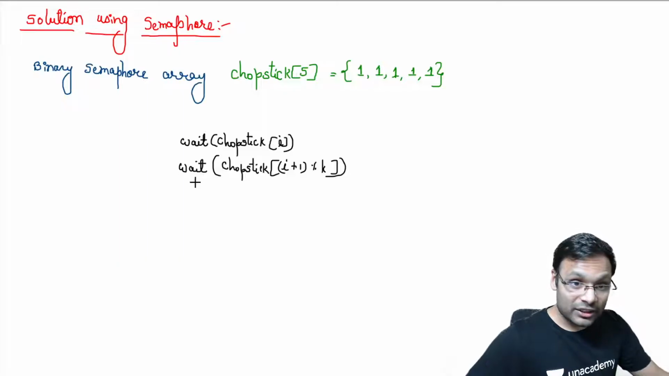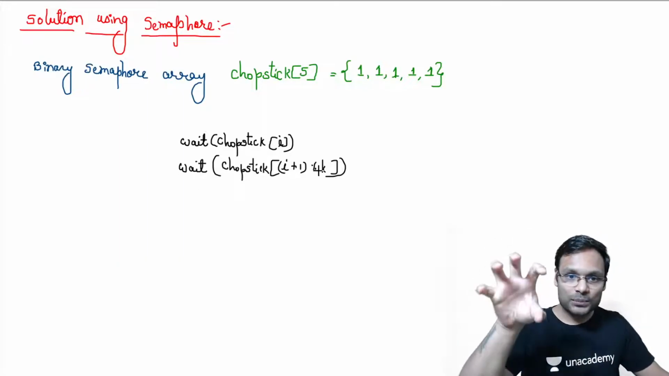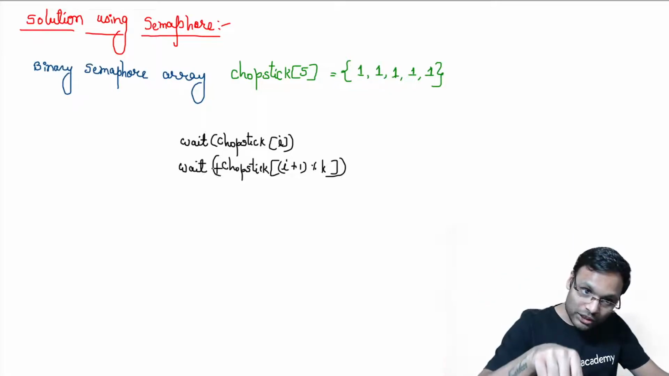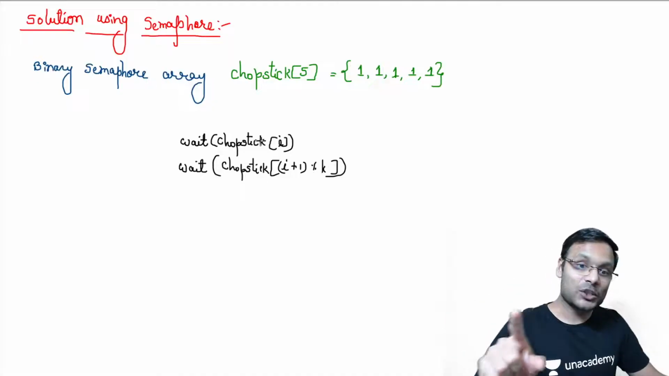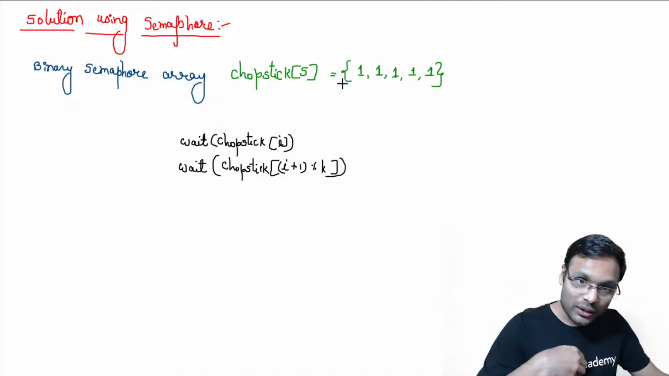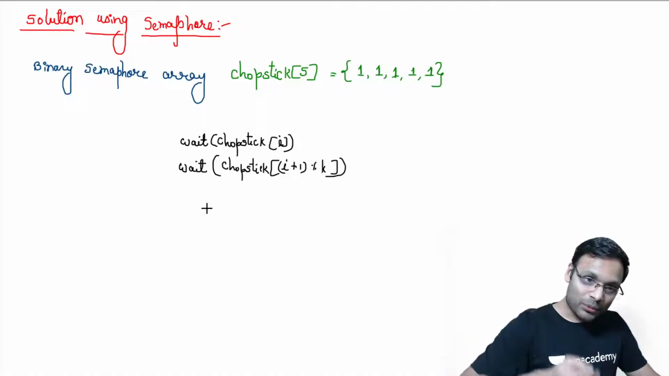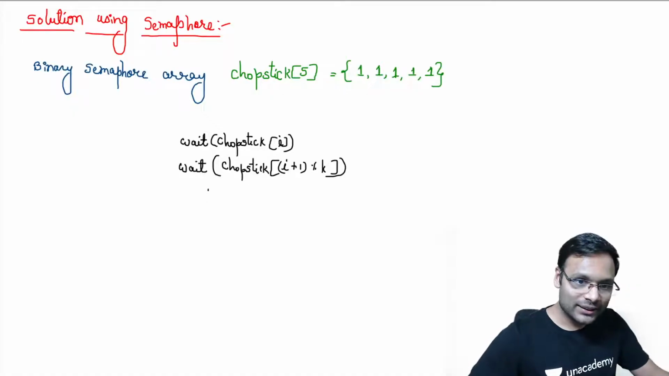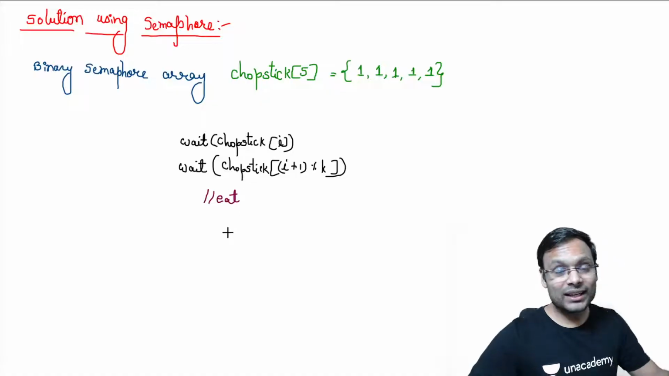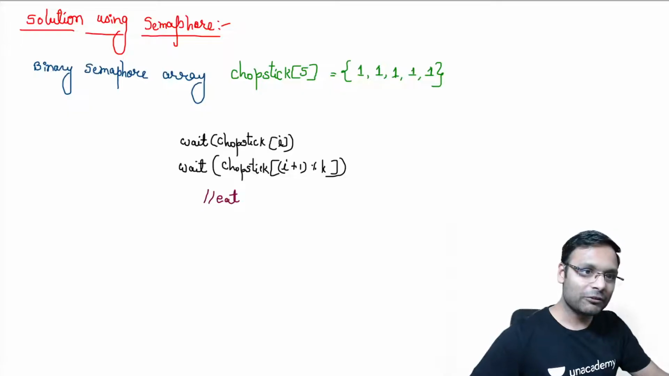Understand that after these two waits, you have acquired chopstick I and chopstick I plus 1. Once both wait functions are completed, it means both the chopsticks were available. That's why these two functions completed and their values became 0 from 1. Then this philosopher can go further and do your favorite work: eat. Either you will eat food or you will eat somebody's mind, but you will eat definitely.